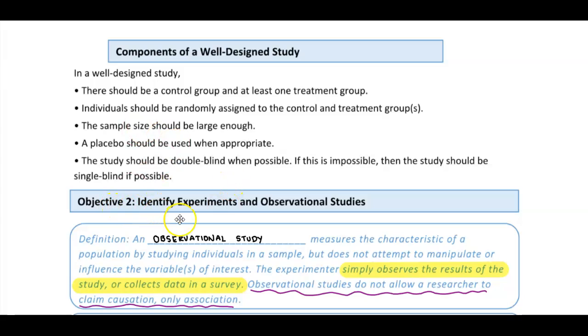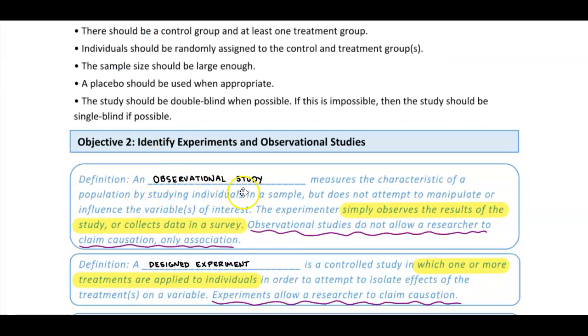Objective 2. Identify experiments and observational studies. An observational study measures the characteristic of a population by studying individuals in a sample, but does not attempt to manipulate or influence the variables of interest. The experimenter simply observes the results of the study or collects data in a survey. Observational studies do not allow a researcher to claim causation, only association.